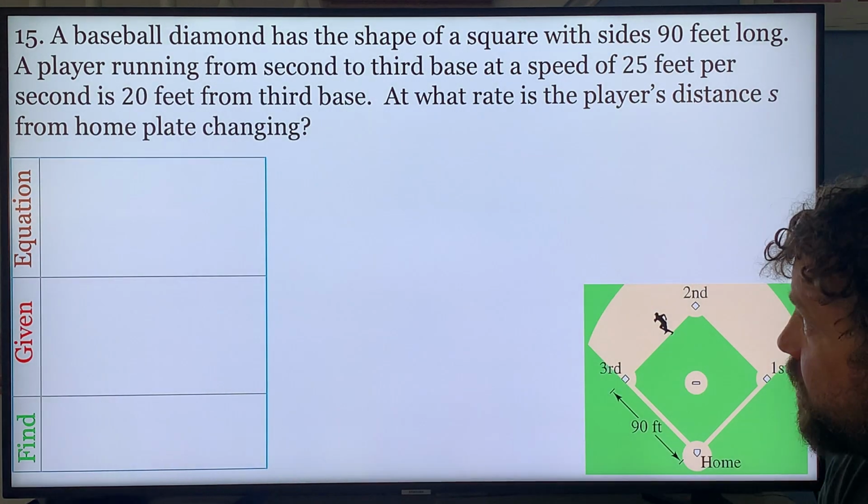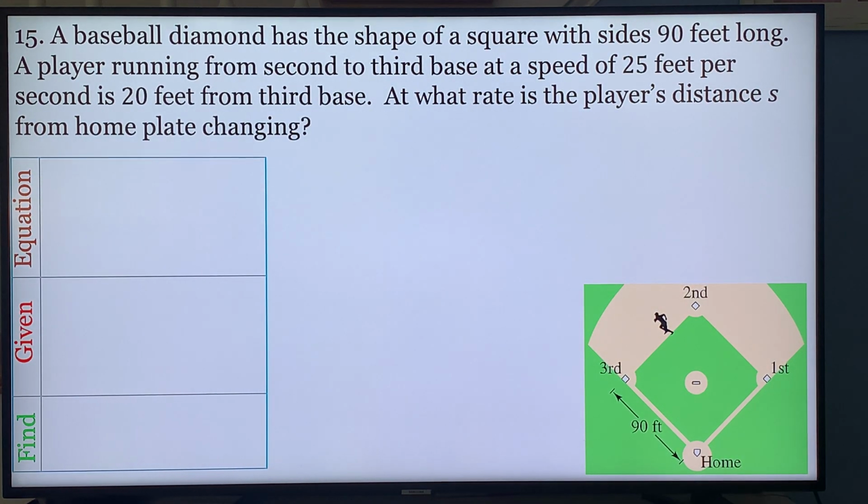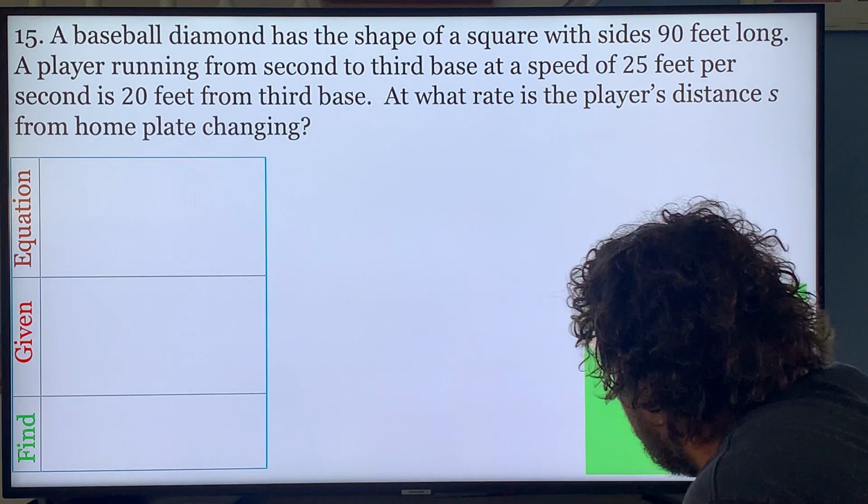All right, number 15. A baseball diamond has the shape of a square with sides that are 90 feet long. The player running from second to third base at a speed of 25 feet per second is 20 feet from third base. At what rate is the player's distance S changing from home plate?